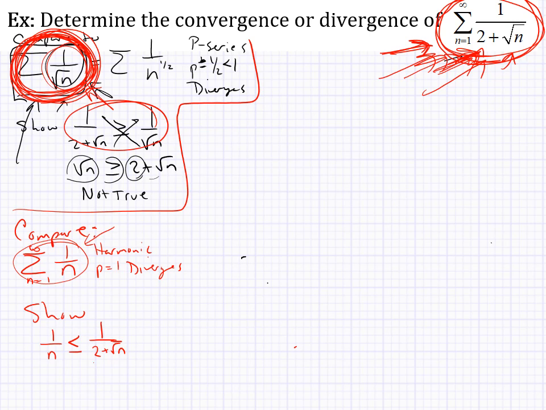Well, we can do the same thing. Let's cross multiply here, which as long as things are positive, it's fine. We don't have to worry about flipping the sign around. So we get 2 plus the square root of n is less than or equal to n. That's not as obvious to see necessarily, so we need to work with this a little bit.